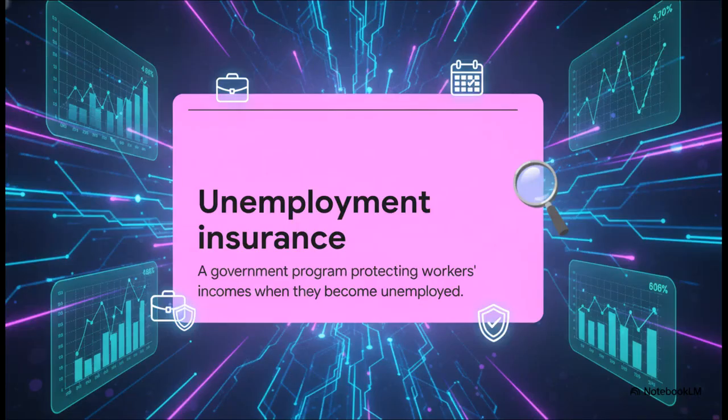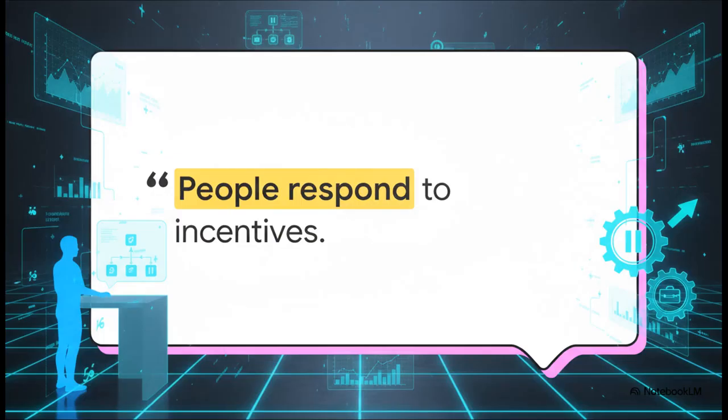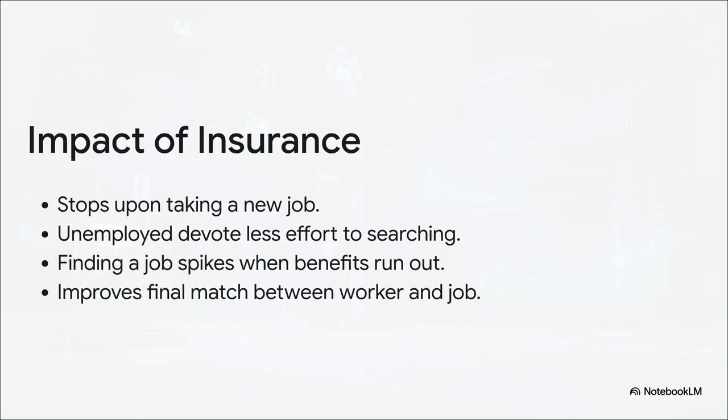Let's analyze unemployment insurance. This is a government program designed to reduce the immense hardship of job loss by partially protecting a worker's income while they're actively searching for their next role. But we always have to remember one of the core principles of economics. People respond to incentives. Because unemployment benefits strictly stop the moment a new job starts, the system inherently alters human behavior. The data actually confirms the paradox here. Unemployment insurance inadvertently increases frictional unemployment because workers might devote a little less effort to searching and are more likely to turn down unattractive offers. In fact, the probability of finding a job spikes sharply the exact moment benefits run out.